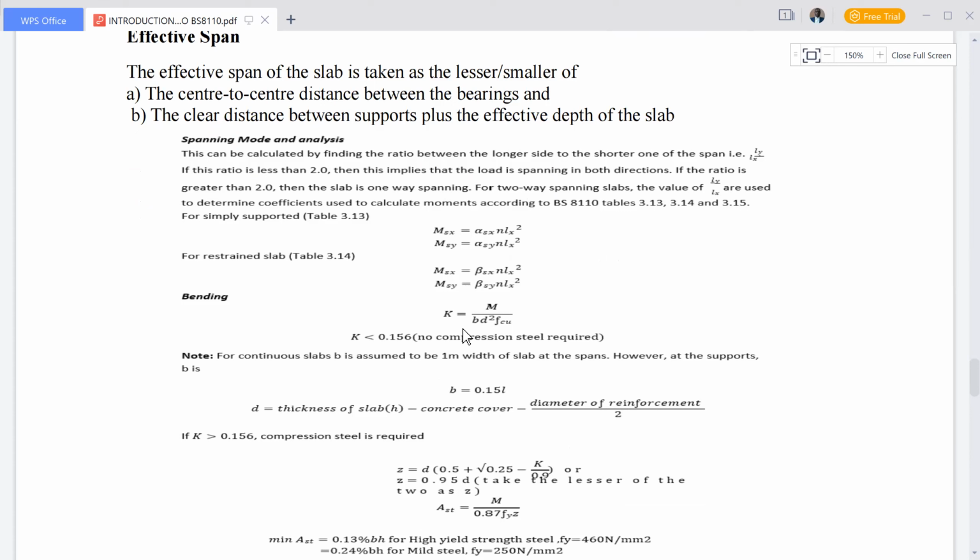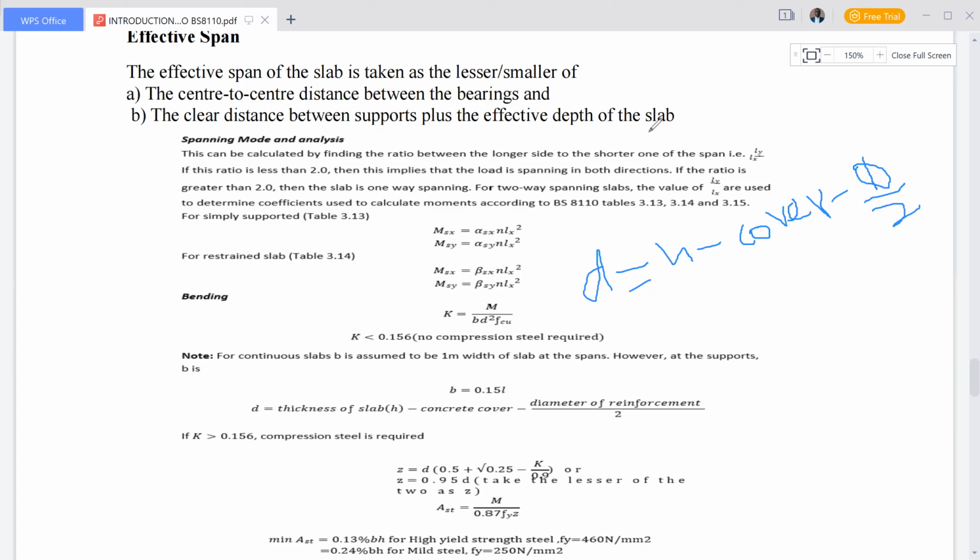moment. Now, we can go and compute a value k. Now, k is normally given by design moment divided by bd squared fcu. Remember, d is the effective depth, which is obtained by taking the thickness of slab minus the concrete cover minus diameter of reinforcing bars over 2. What I mean is that d is equal to h, which is the overall thickness, minus concrete cover, minus diameter of reinforcement bar divided by 2. This is how we obtain the d.